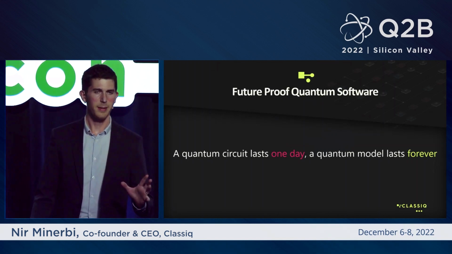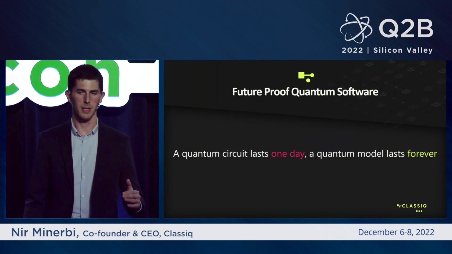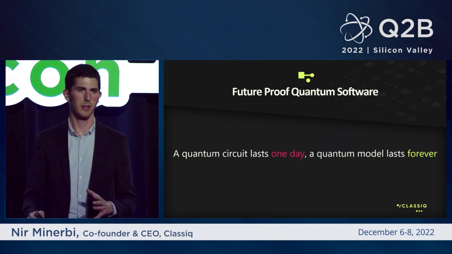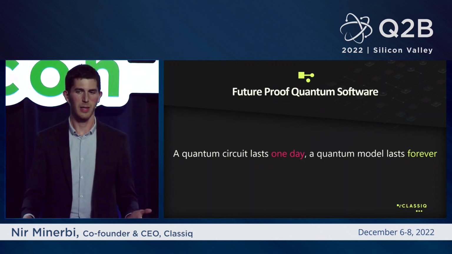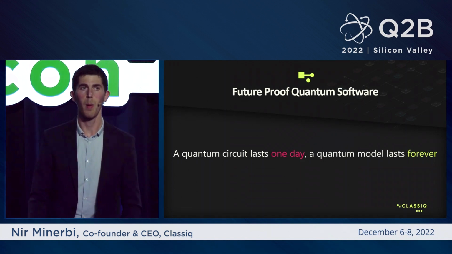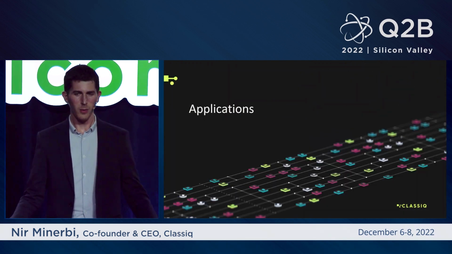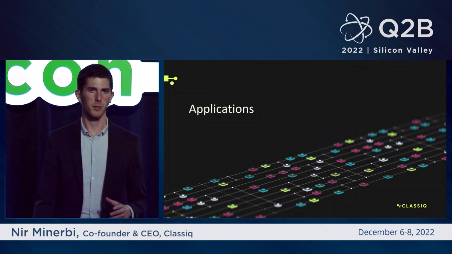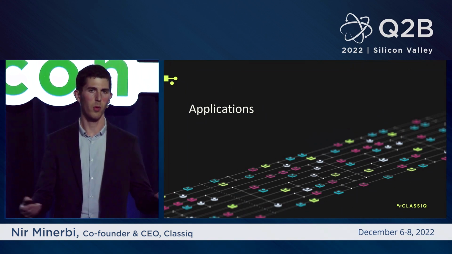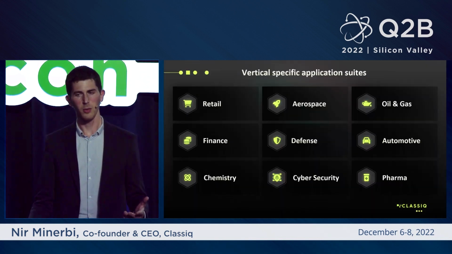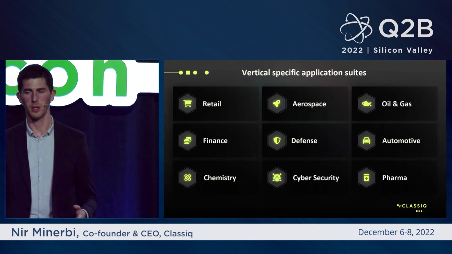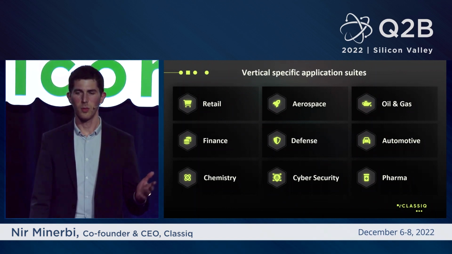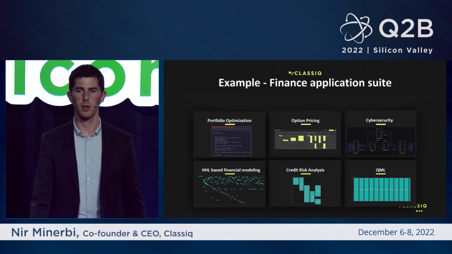So the main takeaway is, if you really want to build something that is future-proof, you should build models and not a quantum circuit which really lasts one day, even if it took months to create it. And now let's talk applications, right? We are here for applications. So obviously, it's very easy to define more and more applications on top of the platform. But you will also find there vertical-specific application suites in many industries, aerospace, automotive. Let's, for now, take a look at the finance application suite.